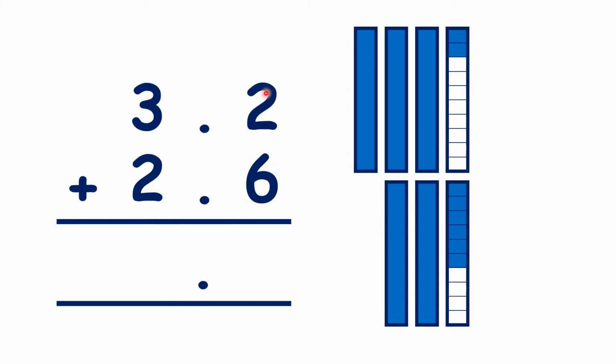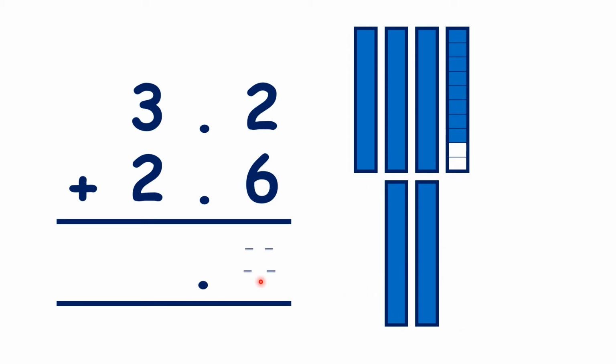So here we have 2 tenths plus 6 tenths. That gives us 8 tenths, and we can see here that if we push our tenths into the same rectangle, we have a rectangle with 8 tenths, and then we can just ignore the rectangle with nothing in it. So let's write 8 in our tenths answer box.